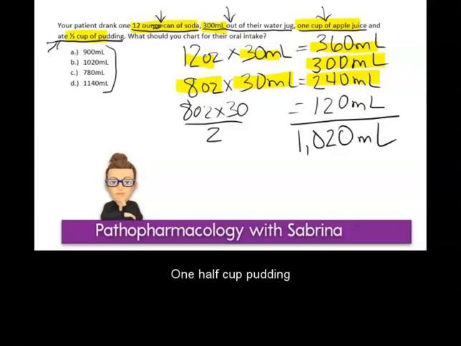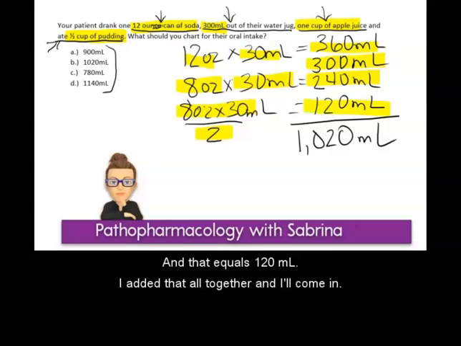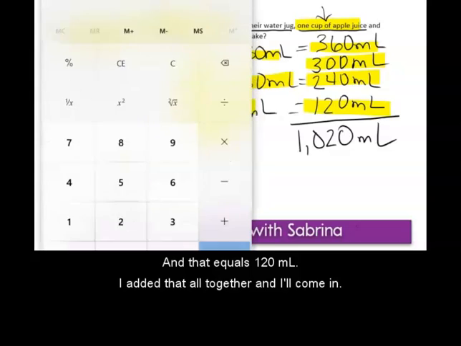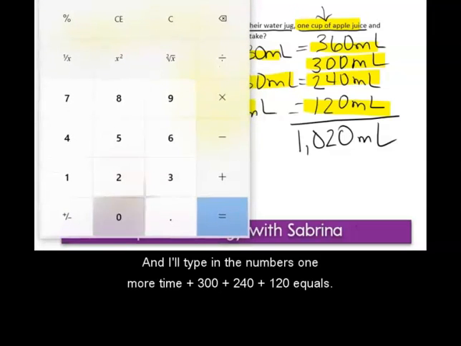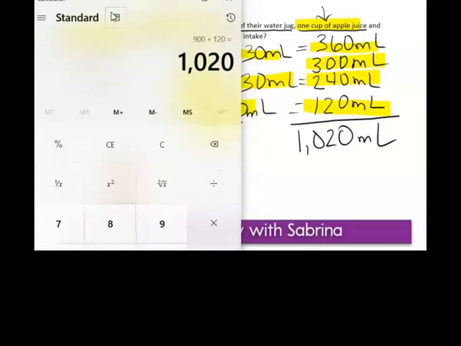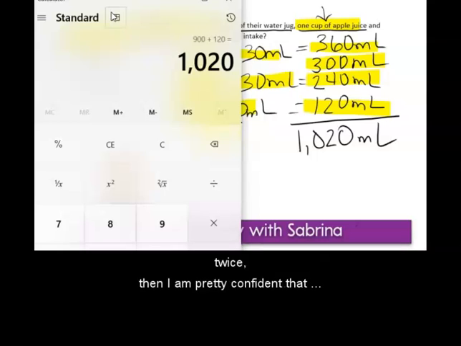Got it? 1/2 cup of pudding is 8 ounces times 30 milliliters. Put the label on. Divided by 2 because it's 1/2. And that equals 120 milliliters. I added that all together. And I'll come in and I'll type in the numbers one more time. Plus 300 plus 240 plus 120 equals 1020. So if I get the same answer 2 times after reading through the whole question twice, then I am pretty confident that I've got the right answer.